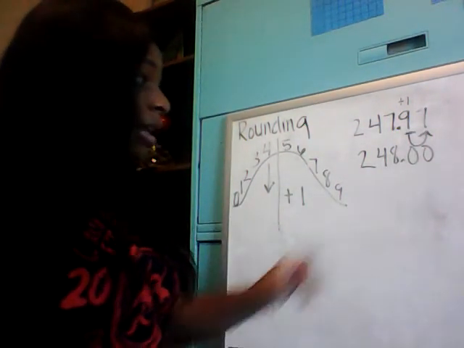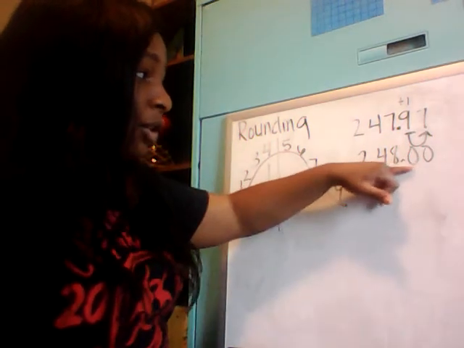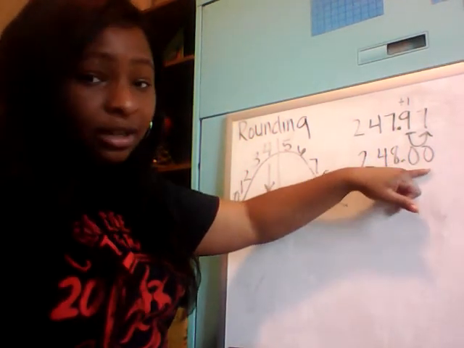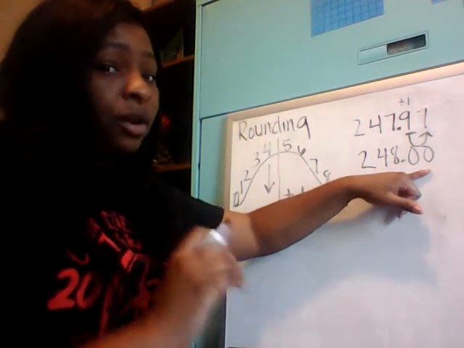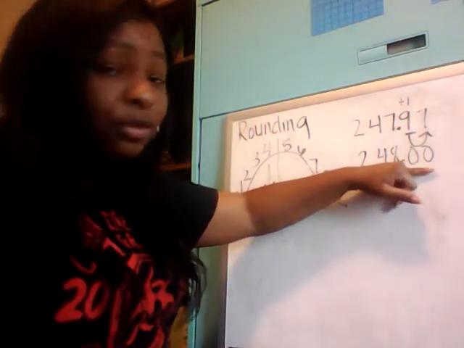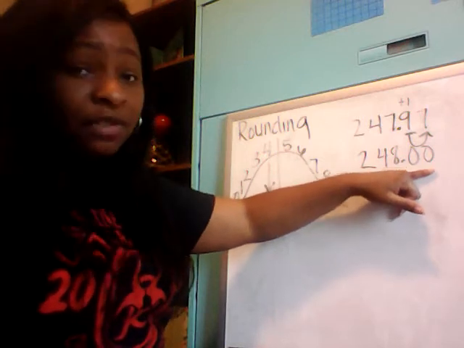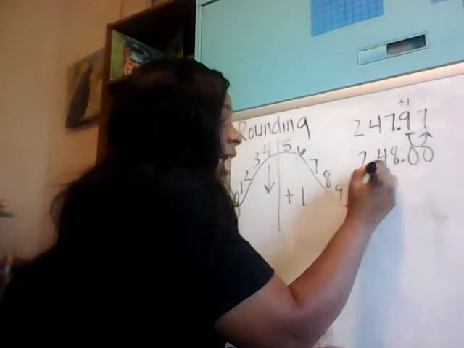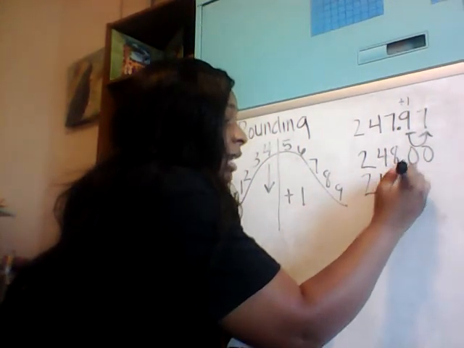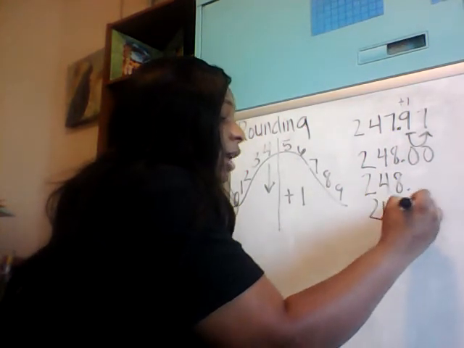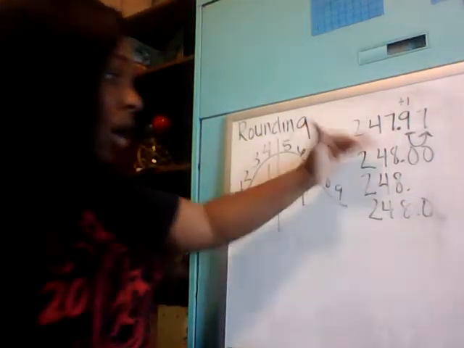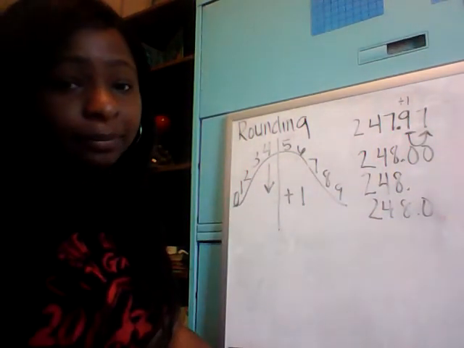Keeping in mind that if there's no value, there's nothing here. Okay, 0 holds a place, but it does not hold a value. You do not have to write them down. You can leave them off. You could have written this as 248 with just a decimal point, or 248 with 1 0. All of these are exactly the same.